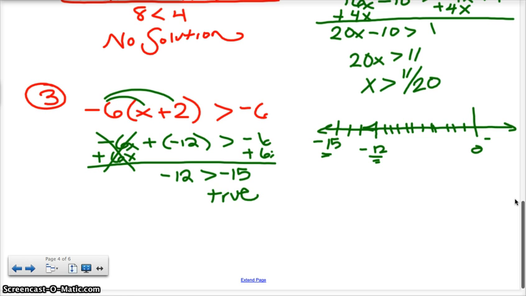All right, I think that's gonna call it good. Just be careful for today. Don't write a no solution or all real numbers unless the variable disappears.